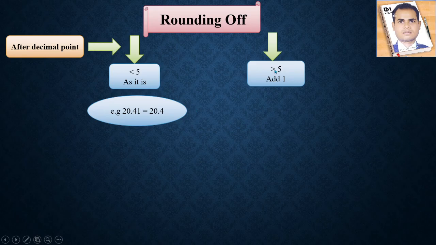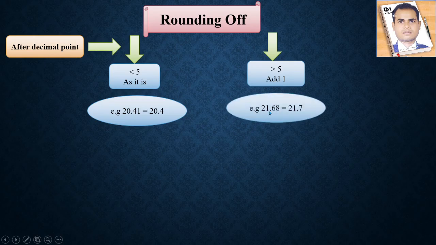But in case of the second example, you will see 21.68. The second number after the decimal point is 8, and that 8 is greater than 5. That means we have to add 1 to the 6, so the 6 will become a 7. So the answer will be 21.7. Like this we have to solve, or we have to do the rounding off.